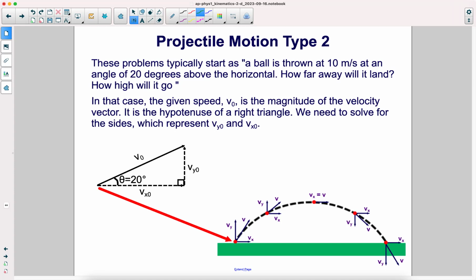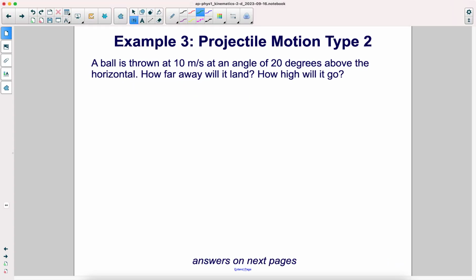In that case, the given speed, v0, which here is 10, is the magnitude of the velocity vector. It is the hypotenuse of a right triangle. We need to solve for the sides, the components of this velocity, v sub x and v sub y. Let's go ahead and solve that problem.